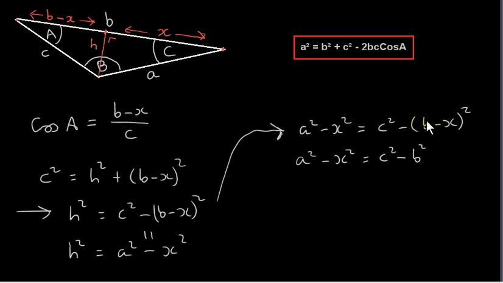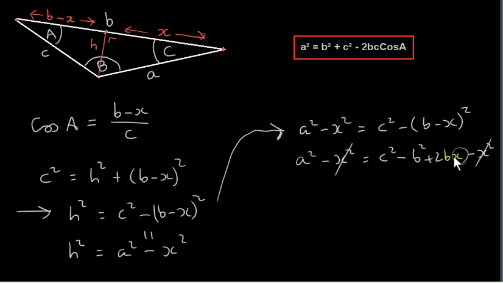So squaring this out, we get b squared minus 2bx, and this minus sign will give plus 2bx. Then we have plus x squared when you square the minus x, and then the minus sign gives us minus x squared. We can see that the minus x squareds cancel out. So you can see now that this thing is shaping up to look like the cosine rule. We have to deal with this x.